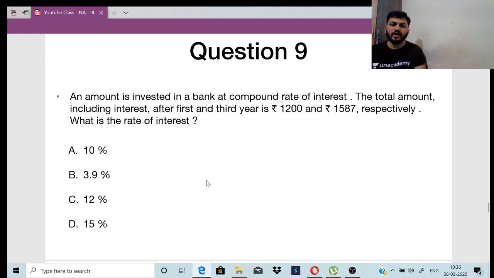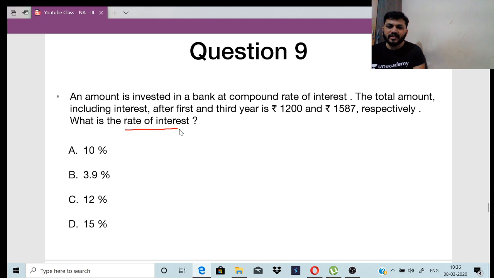Question 9. Okay, compound interest question. An amount is invested in a bank at compound rate of interest. The total amount including interest after the first and third year is 1200 and 1587 respectively, right? 1200 and 1587 respectively.